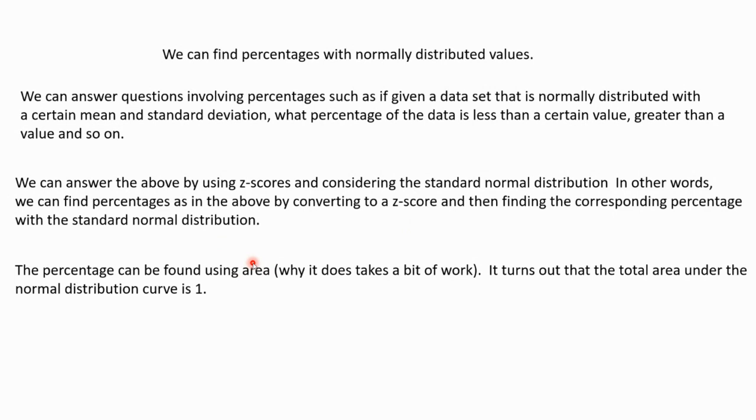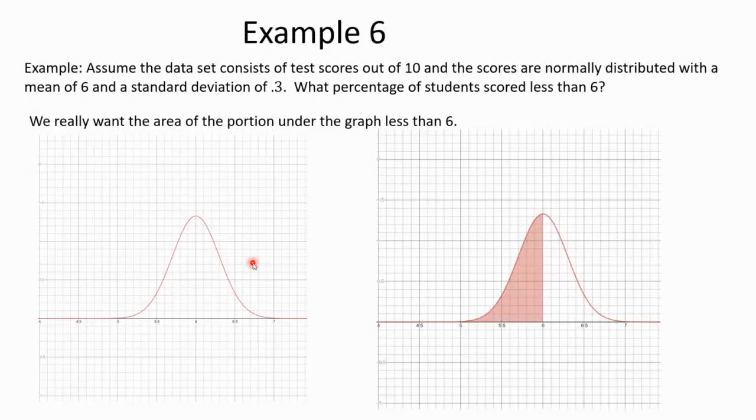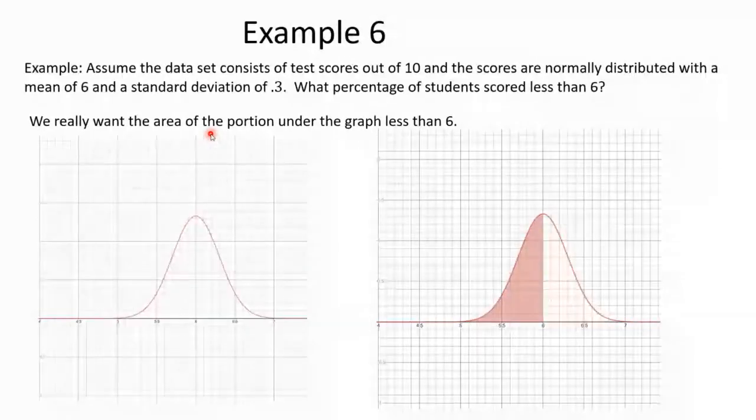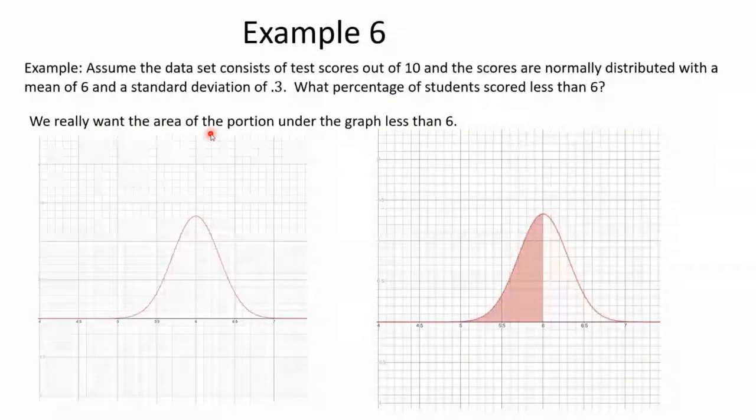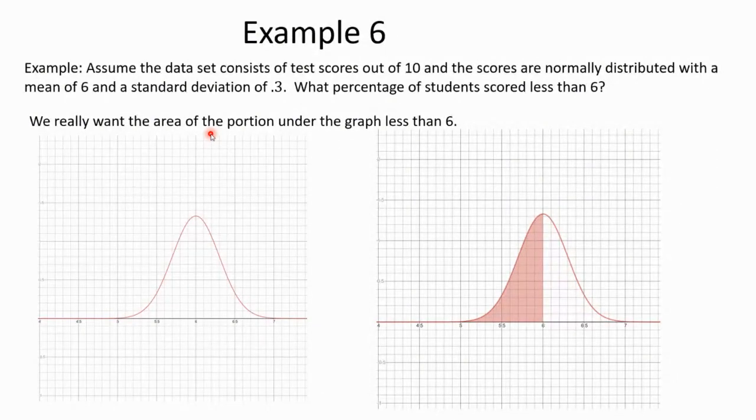All right, so we have that. Again, I did email the notes to everyone. This is just a visual example, so to say. Suppose we had a data set, right? And let's say the data set was test scores. The test scores were out of 10. And let's say that the data set was normally distributed. It happened to have a mean of 6, and somehow the standard deviation of it was 0.3. So that's given to us.